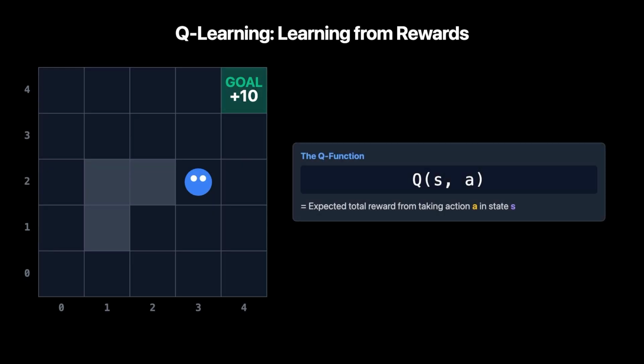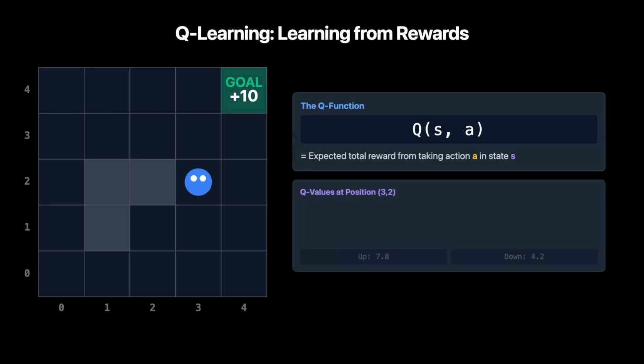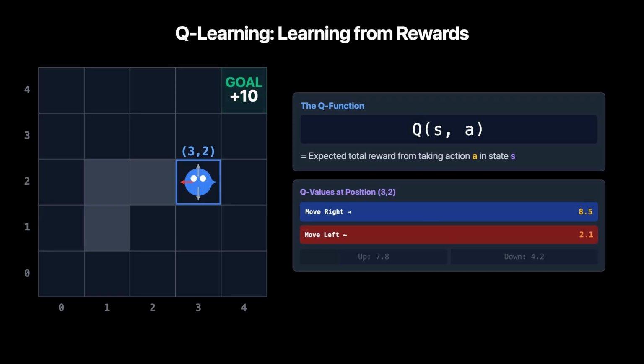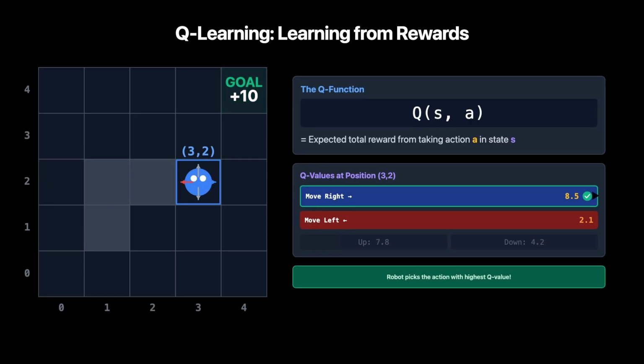Q of state S and action A represents the expected total reward from taking action A in state S and then continuing optimally. After enough exploration, the robot builds a complete table. At position 3,2, moving right gives a Q value of 8.5, while moving left gives only 2.1. The robot simply picks the highest Q value at each step.